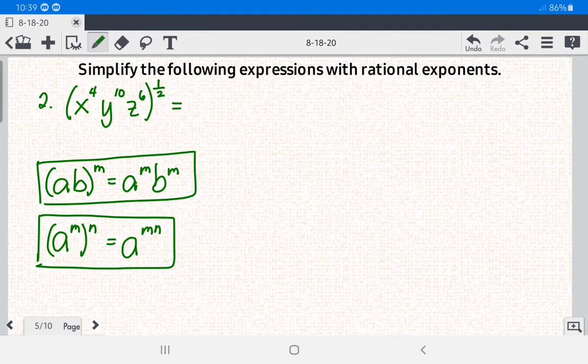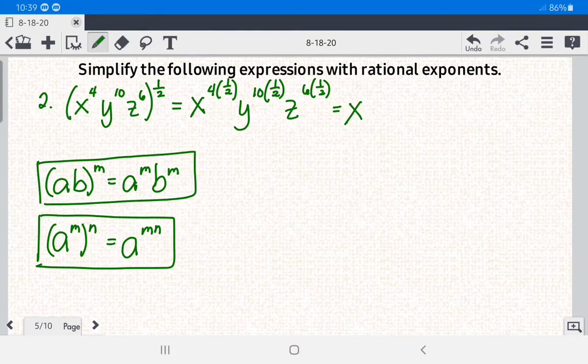Okay? So going back to our example, we have x raised to 4 times 1/2. Then for the y variable, y raised to 10 times 1/2. And then z raised to 6 times 1/2. Then, let us now multiply the exponents. So we have x raised to, denominator of this is 1, so 4 times 1, we have 4, then 1 times 2, we have 2. Then for the y variable, 10 times 1, we have 10 over, denominator of this is 1, so 1 times 2, we have 2. Then for z, denominator is 1, 6 times 1, we have 6, 1 times 2, we have 2.